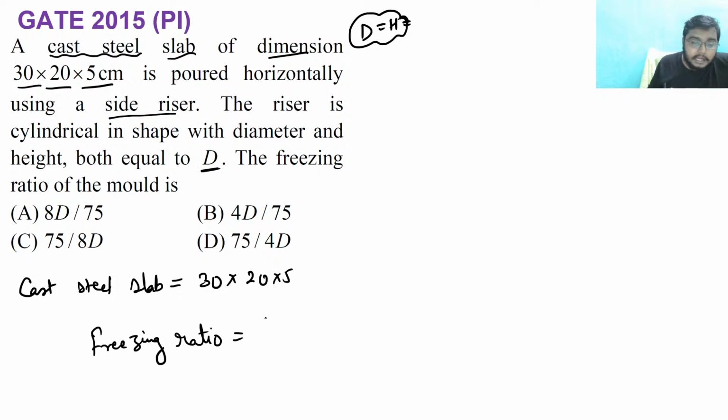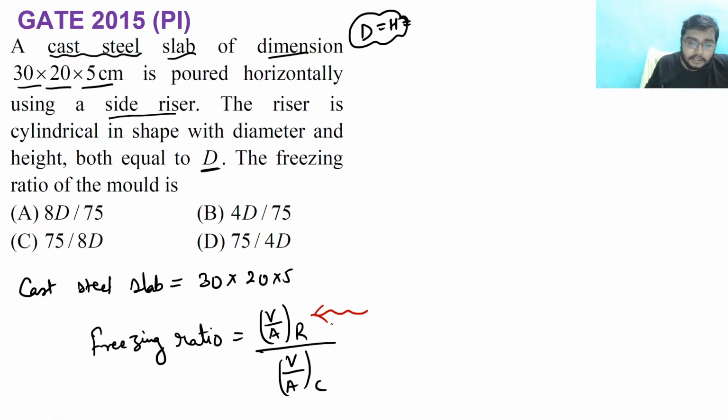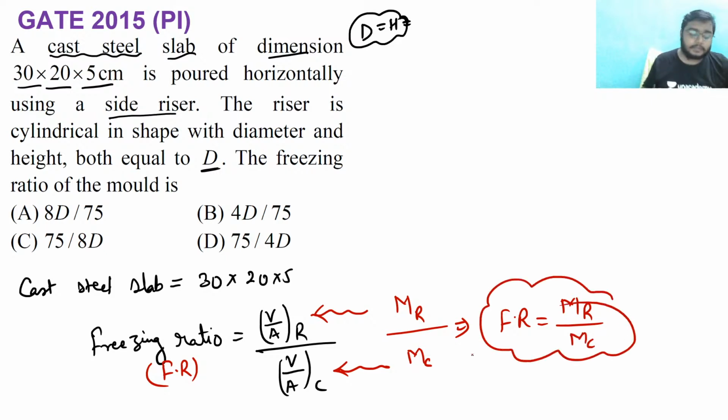Can I say that freezing ratio is equal to V by A of riser by V by A of casting? Clear? Now see, what is this V by A of riser? Is it the modulus of riser? And what is this casting? Is it the modulus of casting? So let this freezing ratio be Fr. So my Fr is nothing but modulus of riser by modulus of casting. Clear?